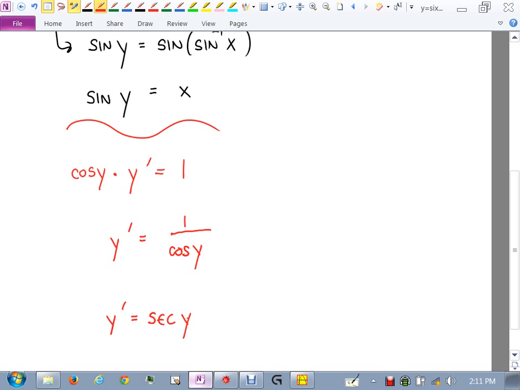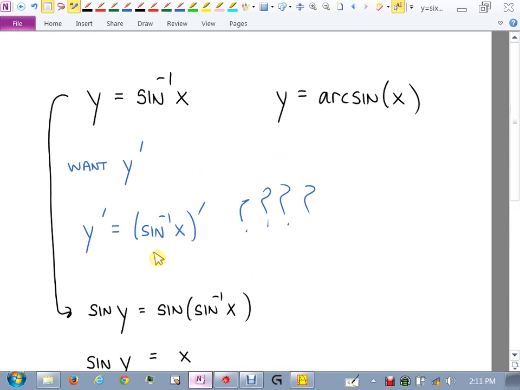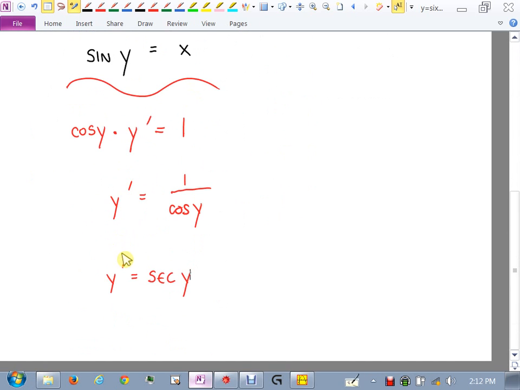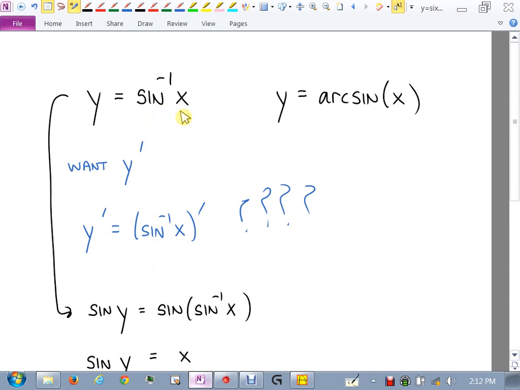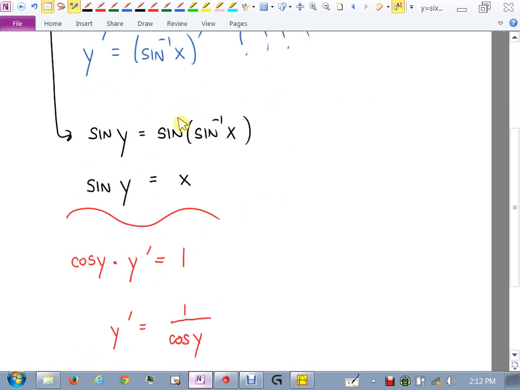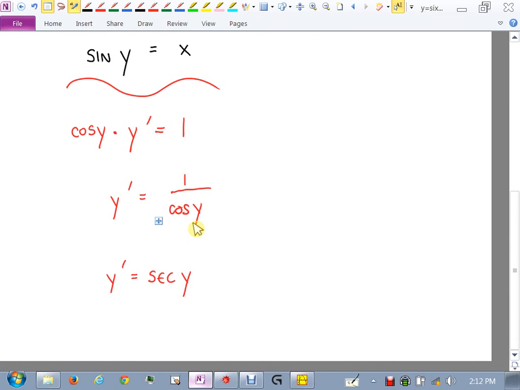Now that is correct, but there's one small issue here. My original problem was y was a function of x, right? And now I'm saying that the derivative is a function of y. Like, you need y in order to figure out what the derivative is. Here, I would like to just be able to tell you what the x is and you tell me what the derivative is. Most of the time our derivatives have had x in them, right?